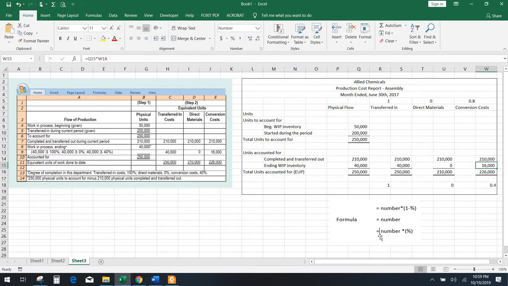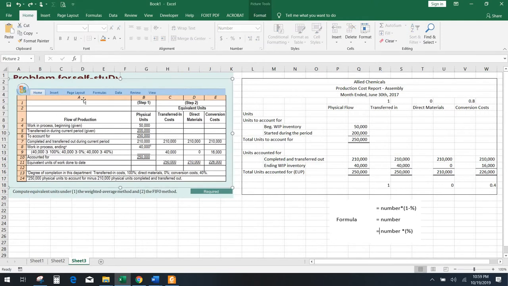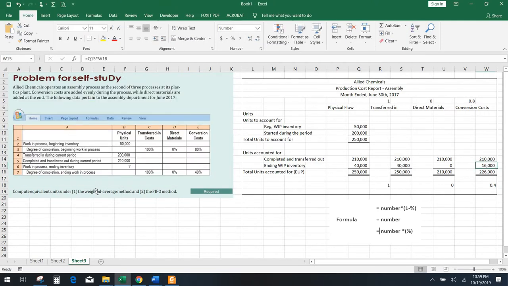So basically, if you just remember that little formula, the only difference is for the weighted average method, you don't use that top formula. For the FIFO method, you use that top formula with these top percentages, drag that number across for the completed and transferred out, and then use the bottom number and the percentage, these bottom percentages. And if you follow that little formula, you should be able to solve any equivalent unit question that we get.